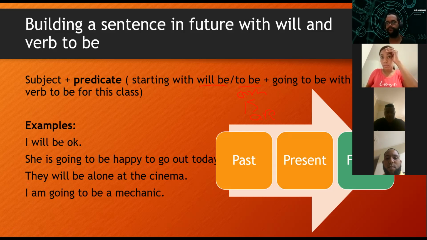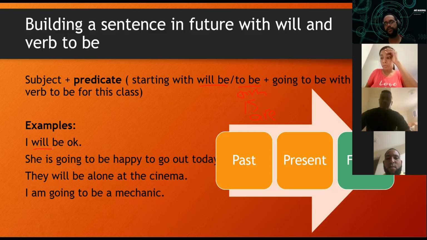For example, I will be okay is the same as I am going to be okay. Because I'm using the future. With will be, I'm saying I will feel okay in the future. Something that is going to happen later. But I can also say, I am going to be okay.